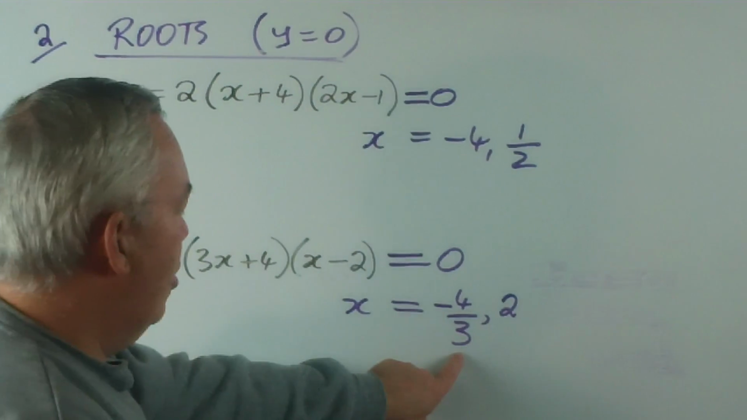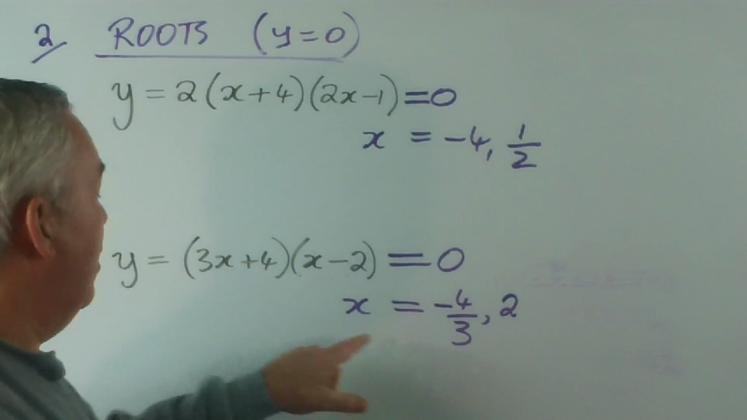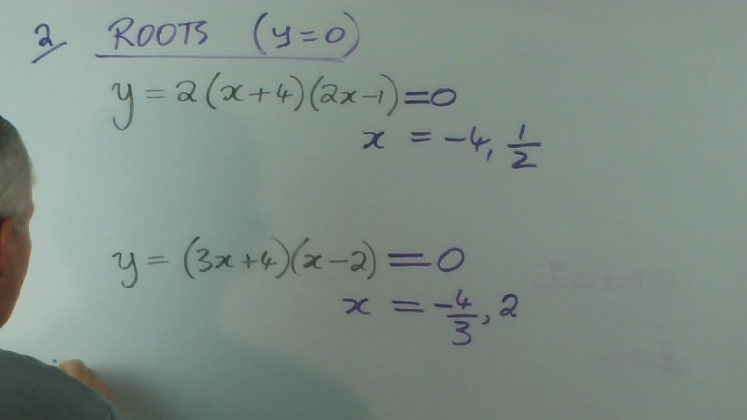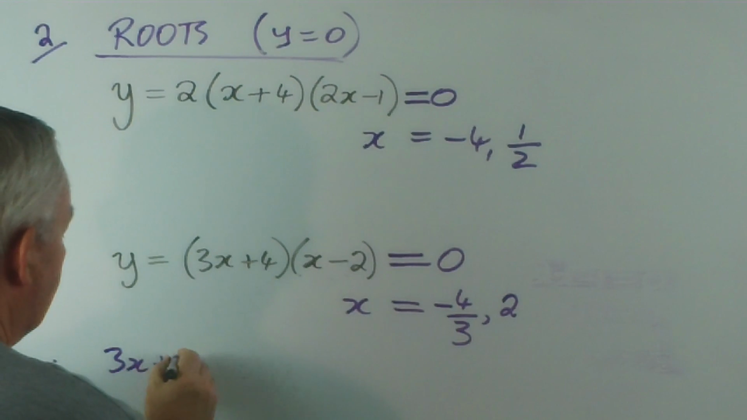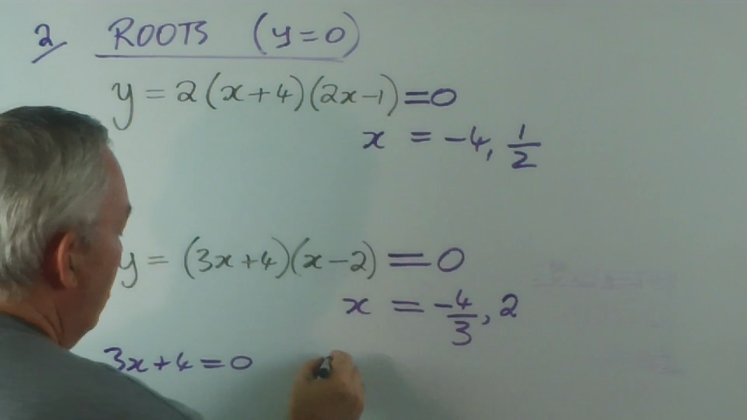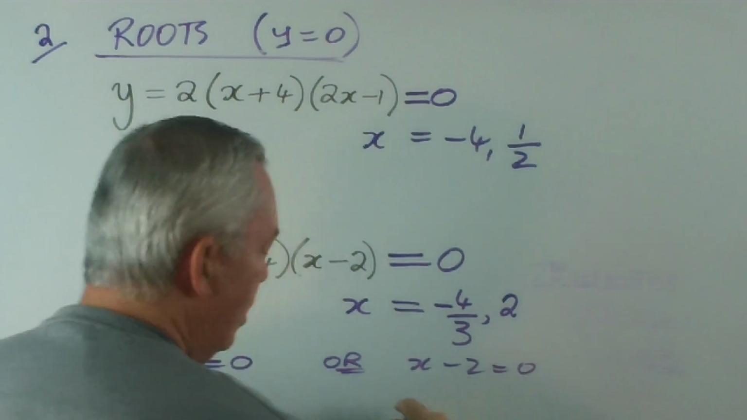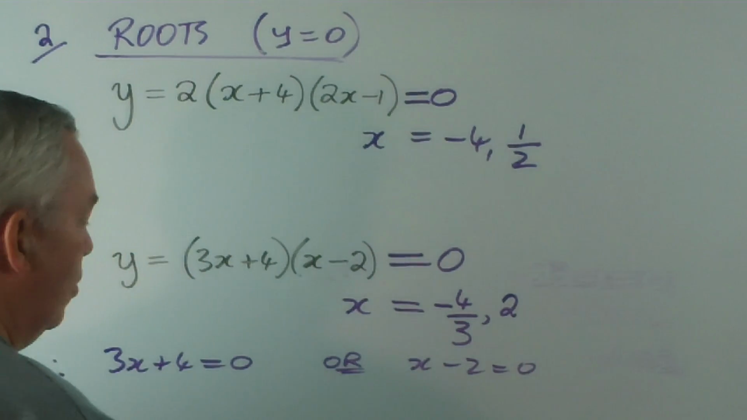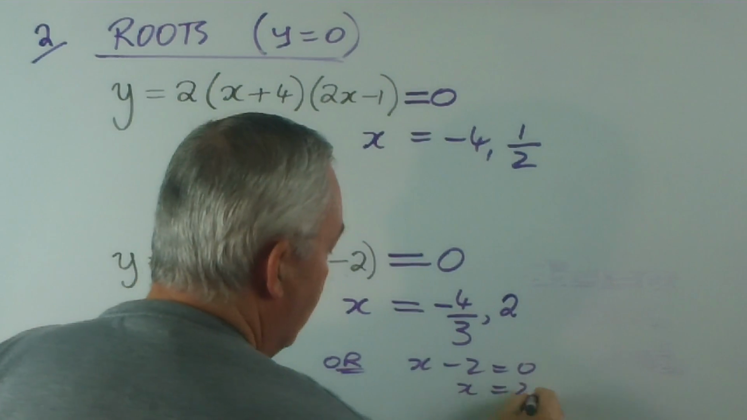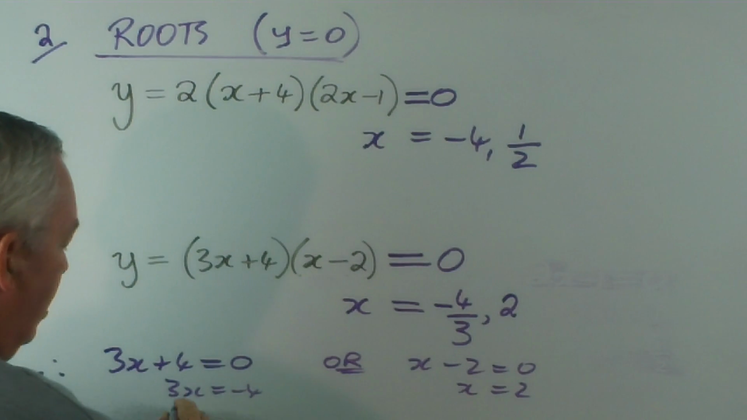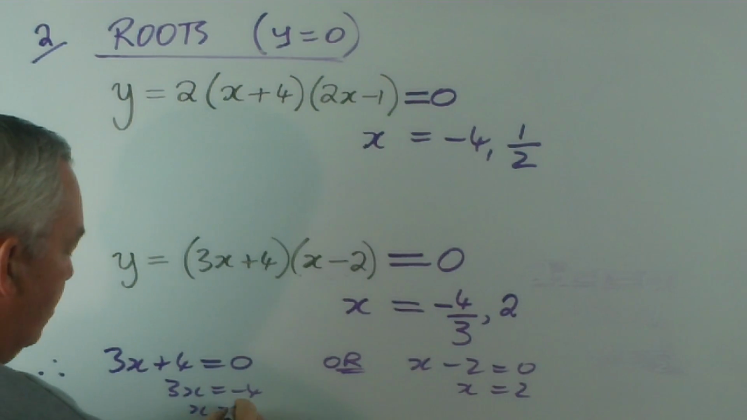Now, if you feel insecure about doing this, then of course you can write down here, therefore 3x plus 4 equals 0, or x minus 2 equals 0, and solve them the same way we did before. Add 2 to both sides, subtract 4 from both sides and divide both sides by 3.